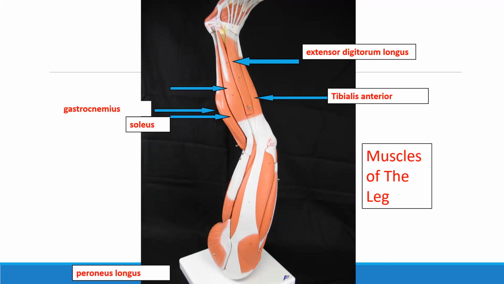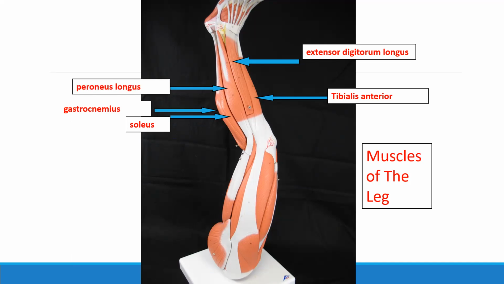Two other muscles located here are also involved with stabilizing the foot: the peroneus longus, directly in front of the soleus, and the peroneus brevis. And when you have a longus, you nearly always have what's known as a brevis as a descriptor. And there's probably an extensor digitorum brevis somewhere that doesn't show up on our model.